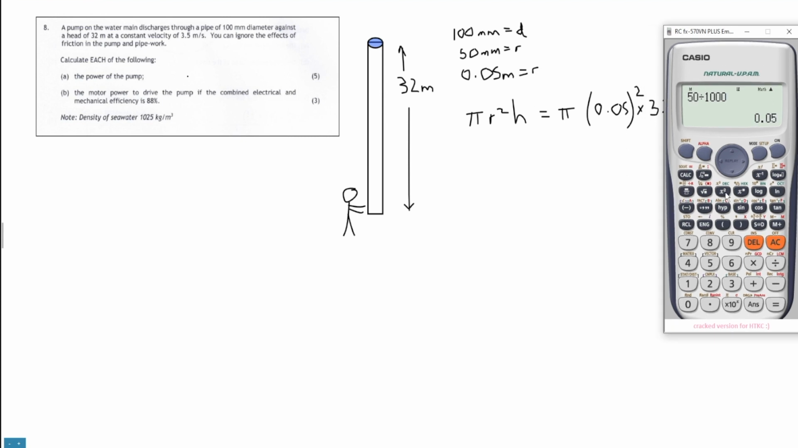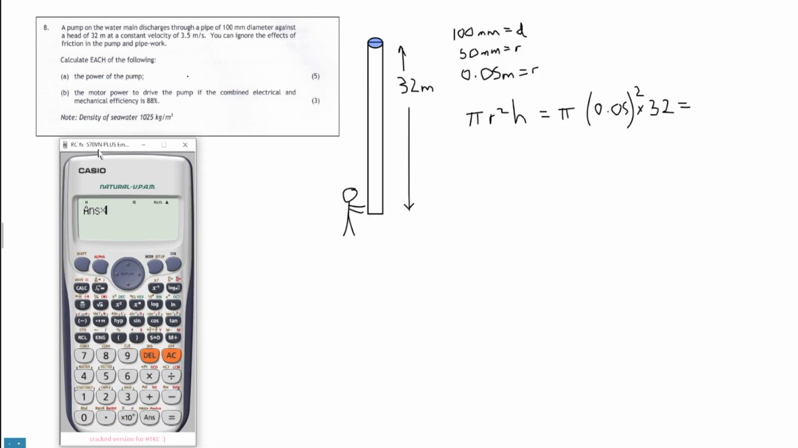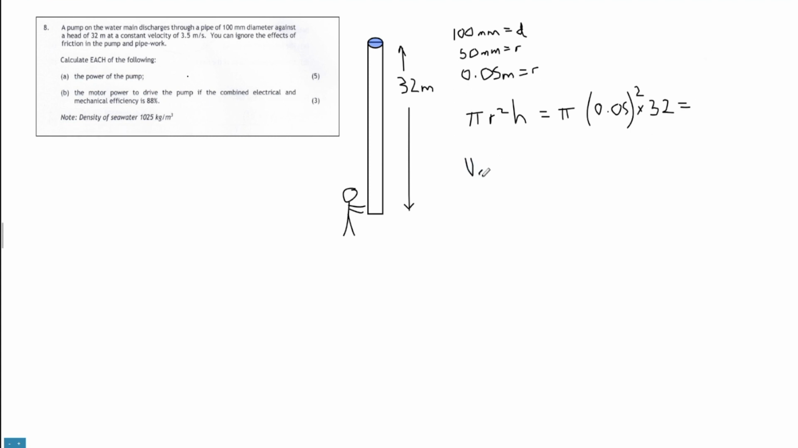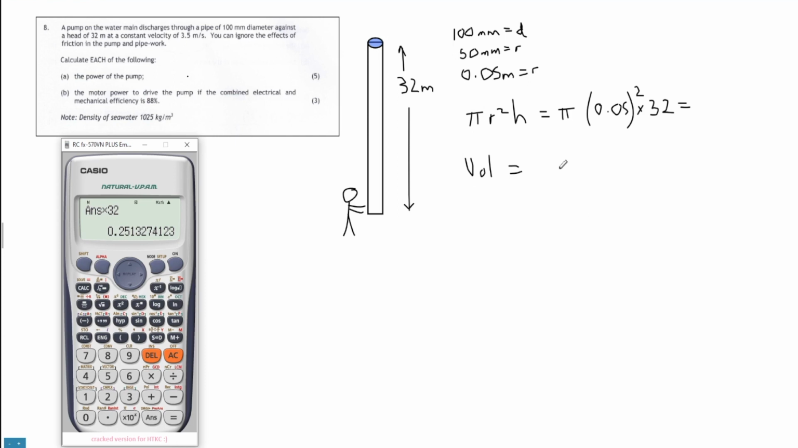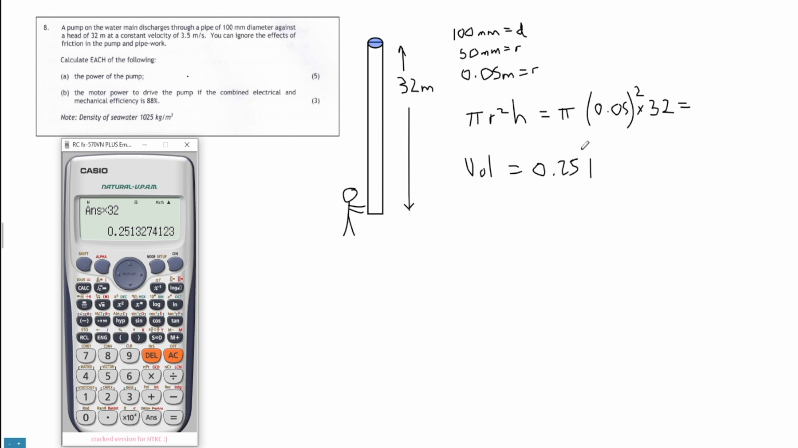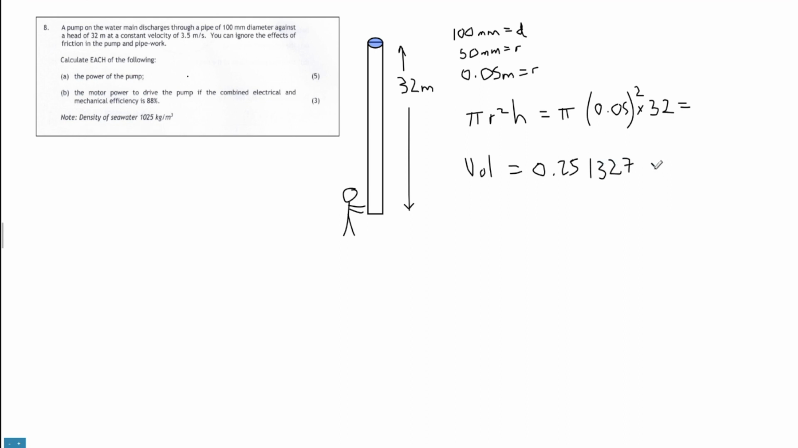There's my radius. We can square it, and then I can times it by pi, and then times it by, what was I timesing it by? By 32. All right, so I get this number. Let's see. I'm going to say the volume is equal to 0.25132 meters cubed. That'll do nicely.